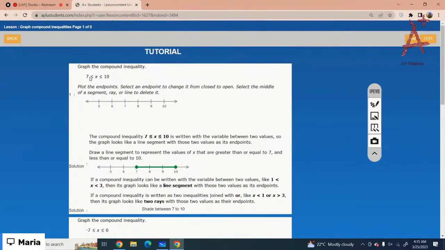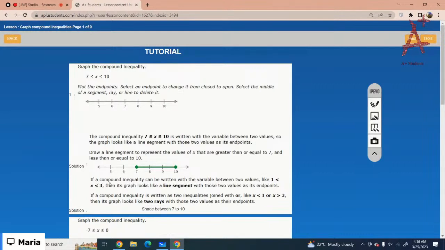So let's just understand the inequality. That means 7 is less than or equal to x and x is less than or equal to 10. That means x is between 7 and 10. Got it? The value of x is in between 7 and 10. So just draw a line segment to represent the values of x that are less than or equal to 10 and greater than or equal to 7. Here is a line segment that starts from 7 and ends at 10. That means the x values are between 7 and 10.